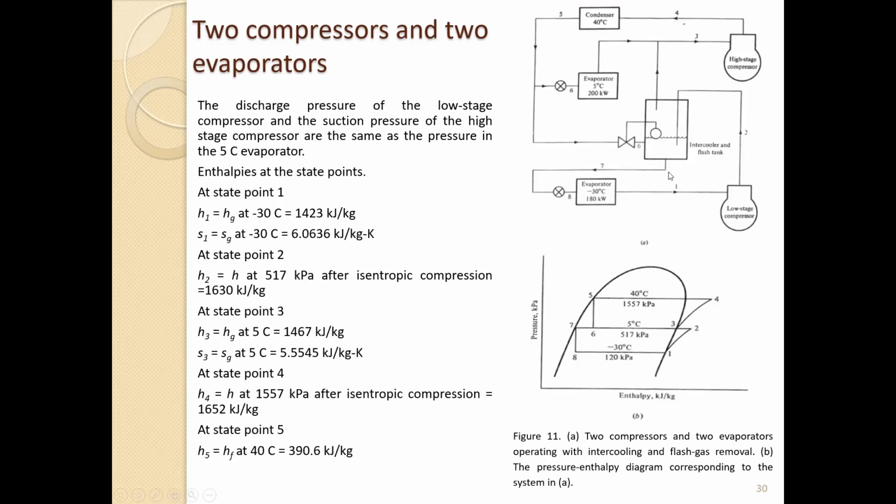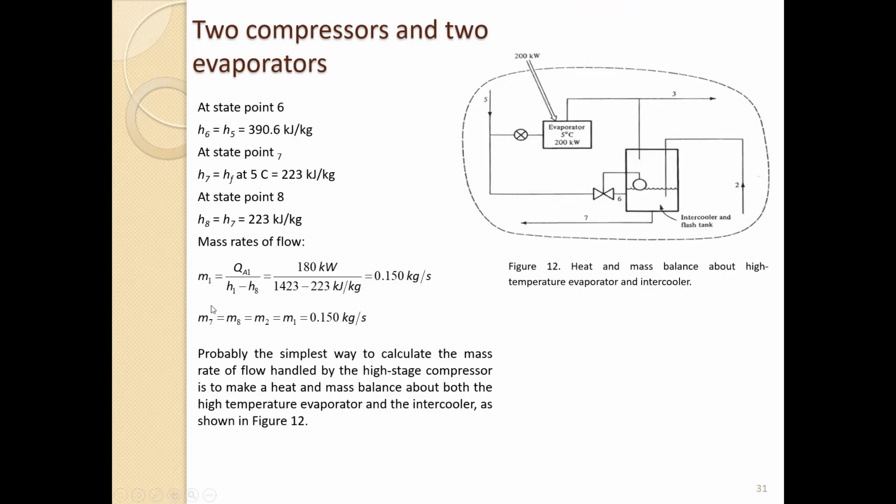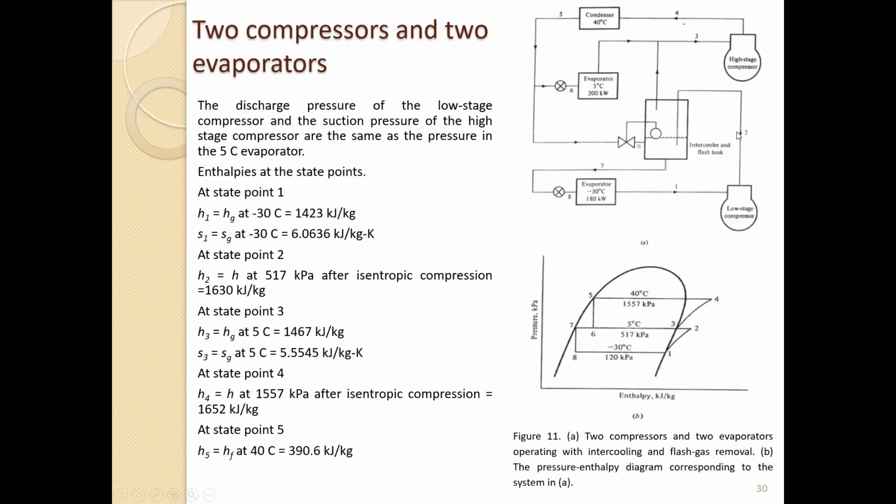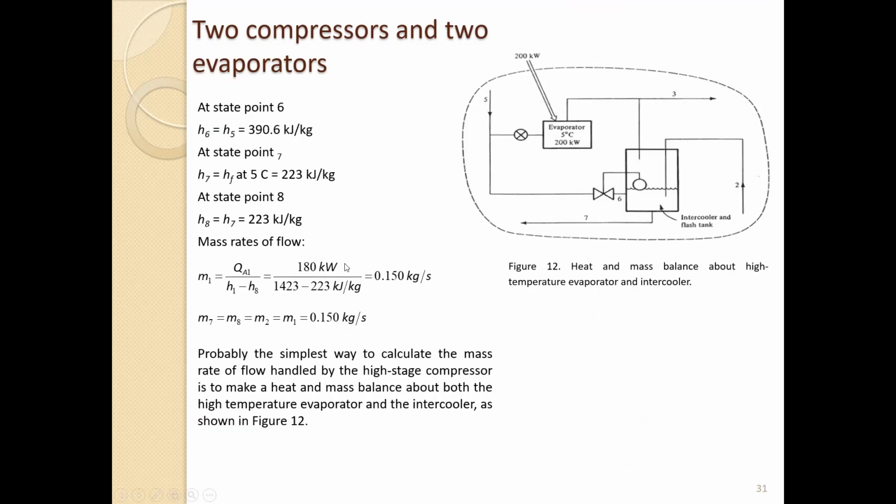So ito yung M1. M1 mo is yung dumaan sa 180 kilowatt. So M7 is equal to M8 is equal to M2 is equal to M1. Diba? Ito. So ano naman yung sa 200 kilowatt?